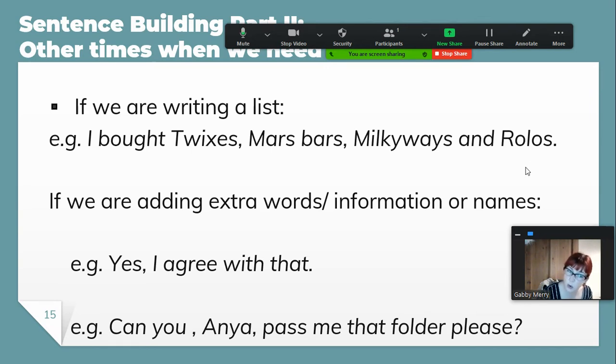Sometimes we might use or instead of and if we're showing options. But we do need a comma in between each item in our list. Sometimes we might add extra words or information, perhaps at the start of a sentence, for instance, or even people's names. So things like yes, however, although, sometimes we use those odd words at the start of a sentence, or personally, things like that. We can use a comma. And again, when we use someone's name, we tend to use a comma as well.